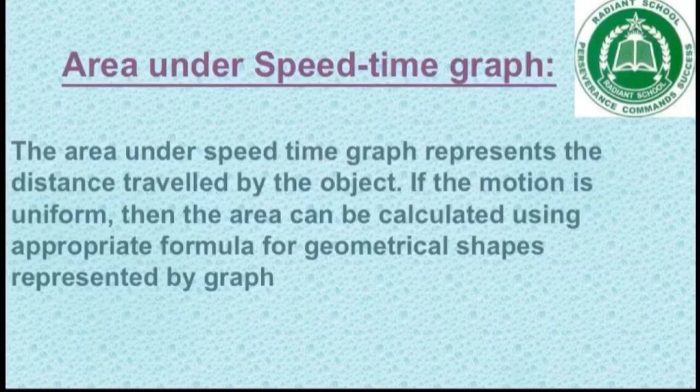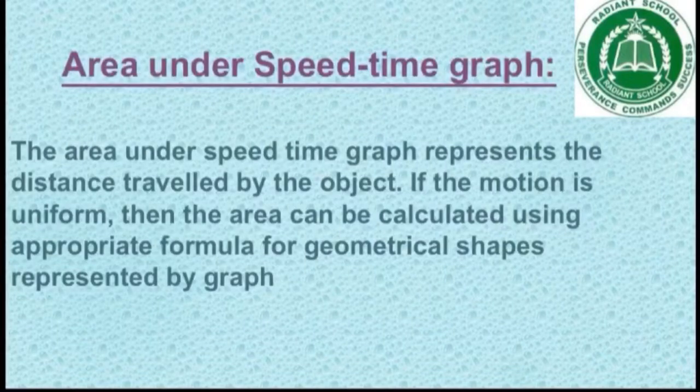If the motion is uniform, then the area can be calculated using the appropriate formula for the geometrical shapes represented by the graph. This means, students, that if you want to find out the distance, then you have to apply the appropriate formula of the geometrical shape. Whatever the geometrical shape is, whether it is a square, a rectangle, or a trapezium, you will put the appropriate formula and you will calculate the area of that certain portion. Then in this way you can find out the distance traveled by that moving object.